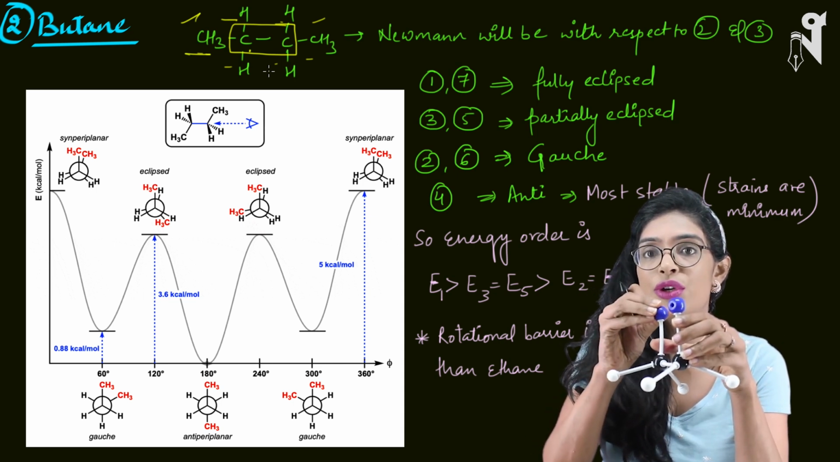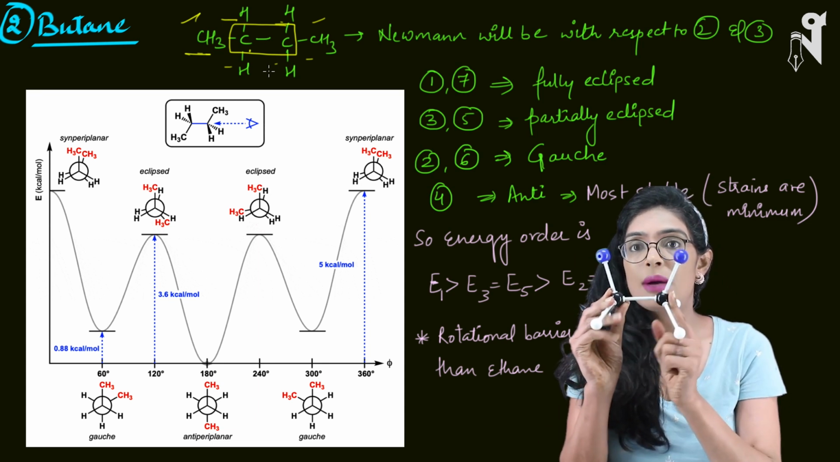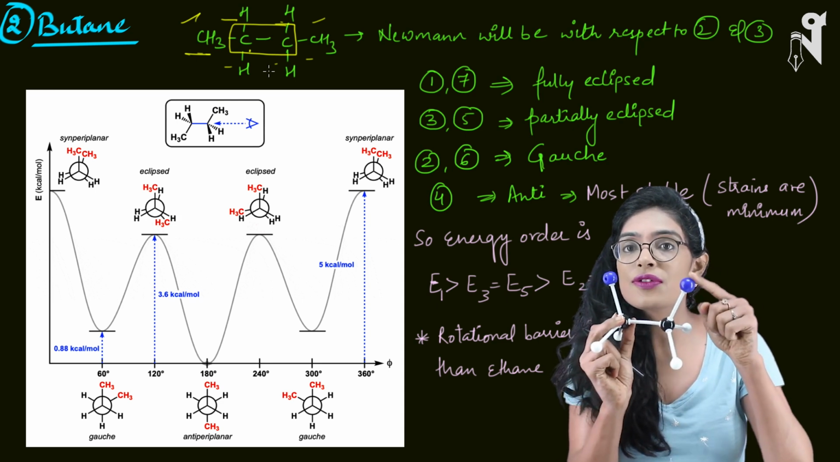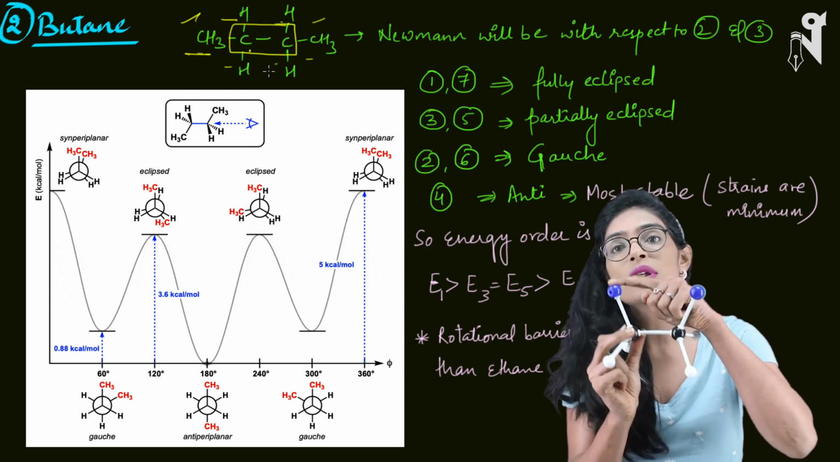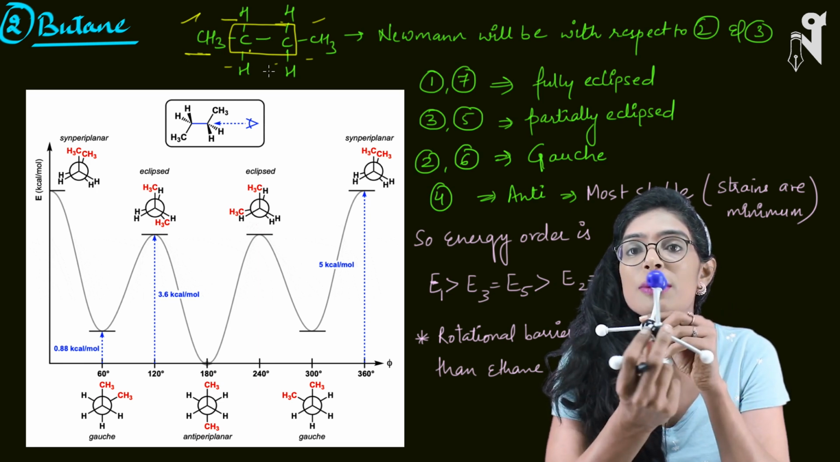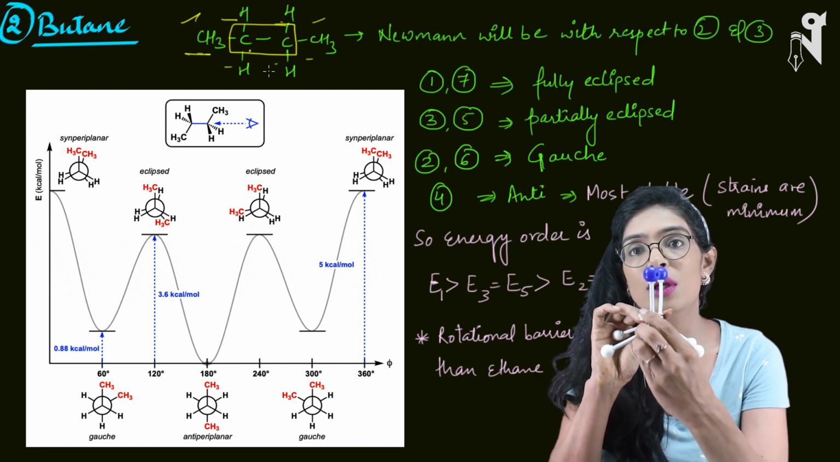So this is one CH3 group. This is your second carbon, by the way. This is your third carbon. So these are the two middlemost carbons. This is CH3, the first carbon. This is another CH3, the fourth carbon. This is your butane structure. And if I have to talk about the Newman projection, this is how the Newman projection will look.